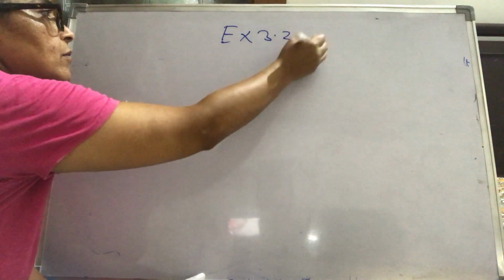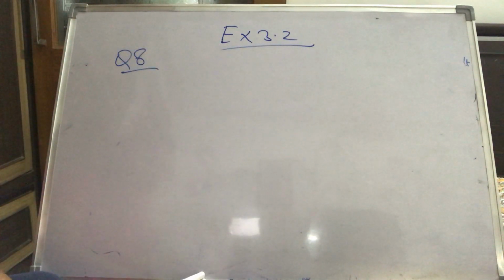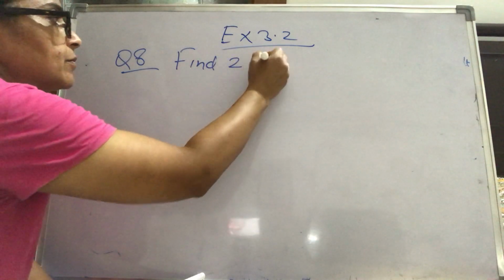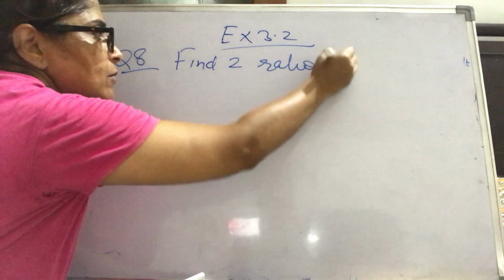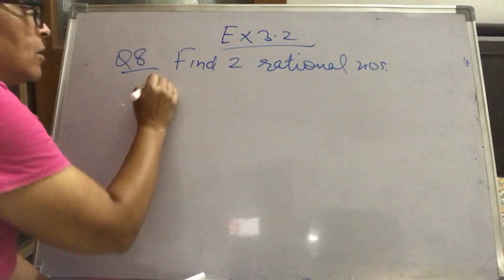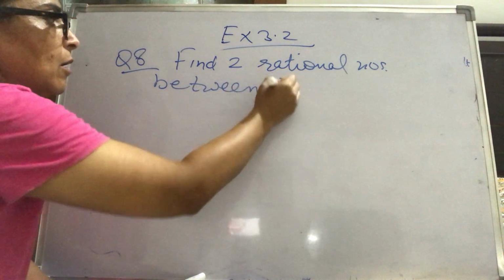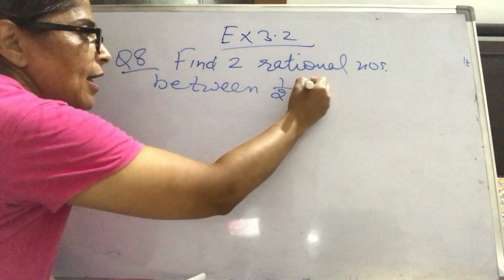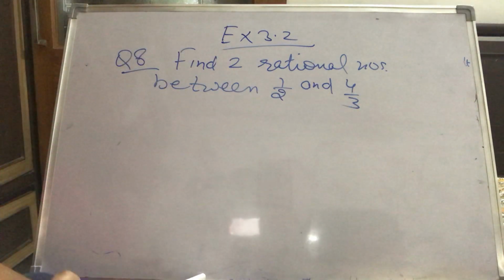We are left with the eighth question of exercise 3.2. Let's start question number 8, exercise 3.2. Find two rational numbers between 1 upon 2 and 4 upon 3.